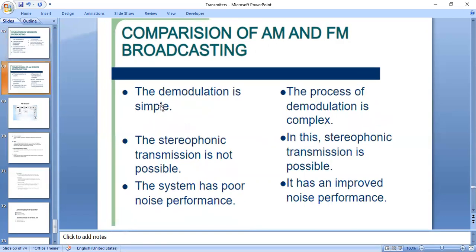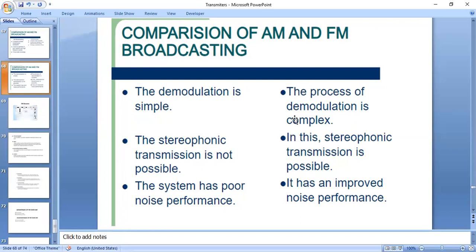And also, here the modulation procedure is simple, but the process of demodulation is complex. The system has poor noise performance, and here the stability is very, very high compared to AM. Why? Because by using a crystal oscillator we will get frequency stability at the output. Okay, so this is all about the FM transmitter.